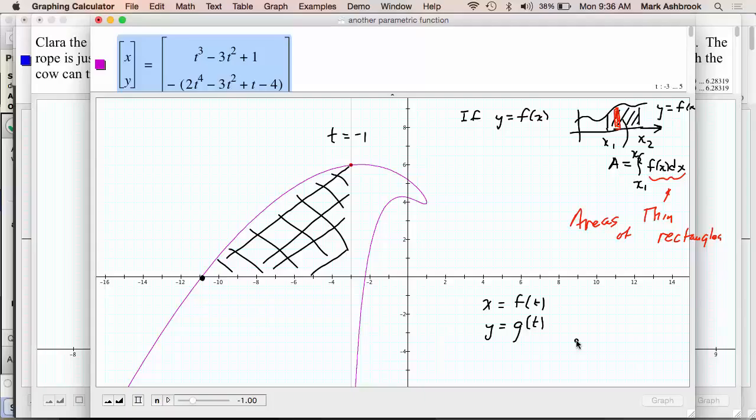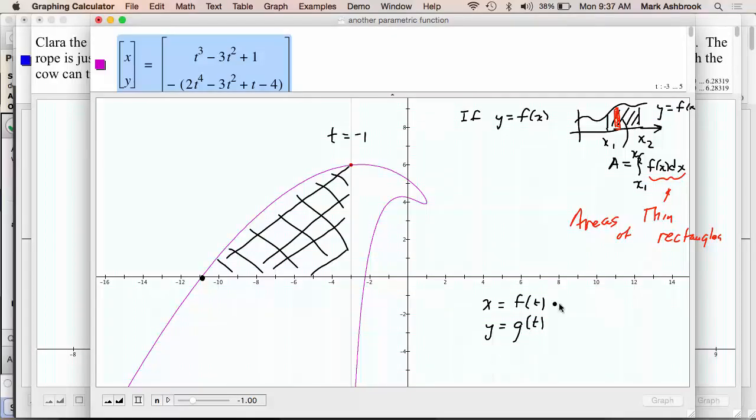But what we do is it's gonna be exactly parallel to this, right? So what is f of x? F of x is just y, right? And what is dx? So y is now g of t. It's going to be the height, our height from the x-axis to the curve. That's what f of x is. Now it's g of t.